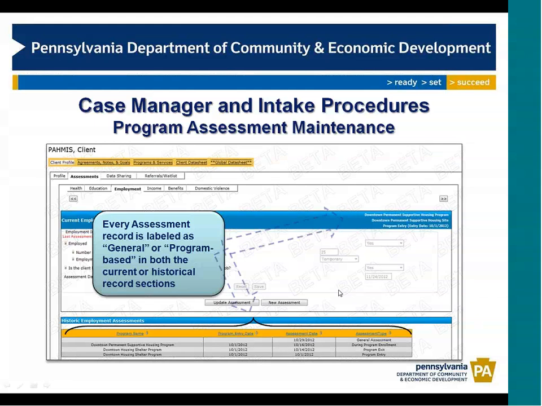However, if it's associated to a program, it'll show the program name it's associated to, the program entry date. We had to put that in there in case the client was enrolled into the same program multiple times, so you know which one of those program records it's attached to. It also shows the assessment date, as well as the type: was it an entry, an exit, during enrollment, follow-up? All that information is there.